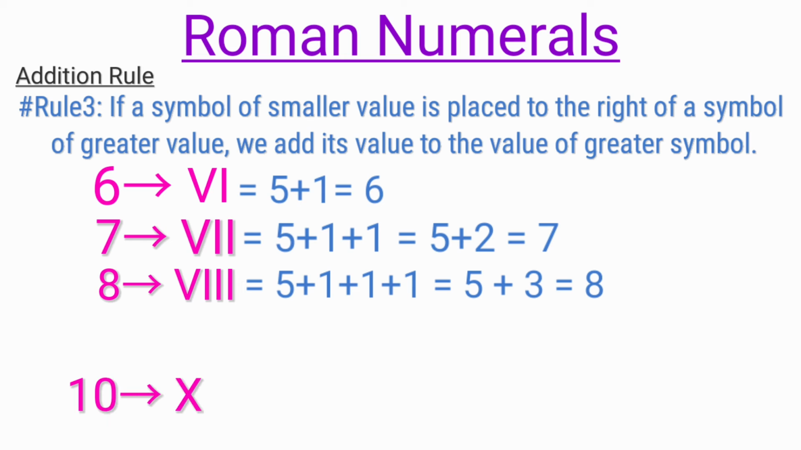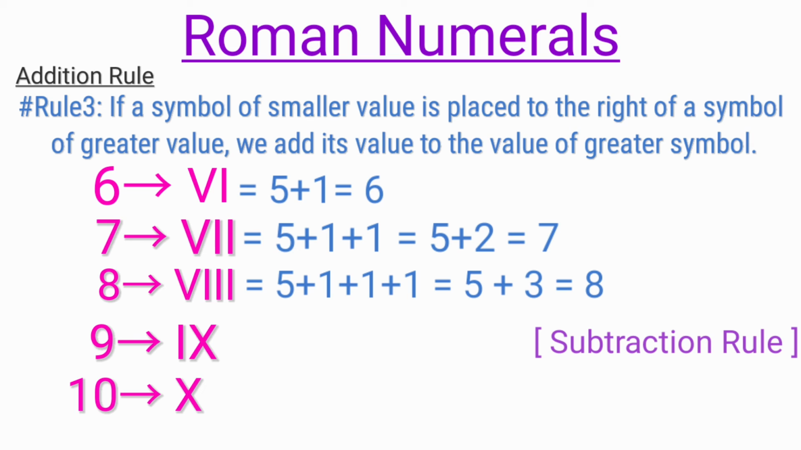Symbol for 10 is X. To write 9, we will apply the subtraction rule, which we have discussed. I has smaller value and is placed on the left side of the X. Therefore, we will subtract the value of I from the value of X. Here, the value of X is 10 and the value of I is 1. That is, 10 minus 1 is 9.